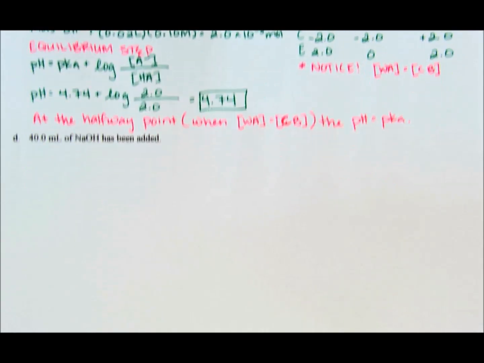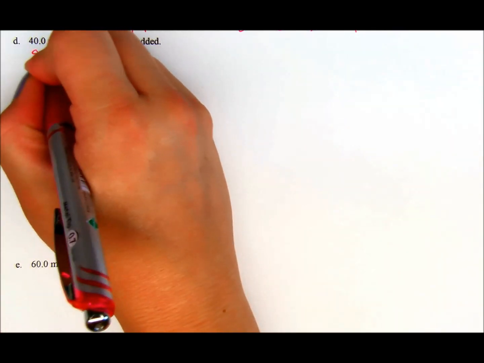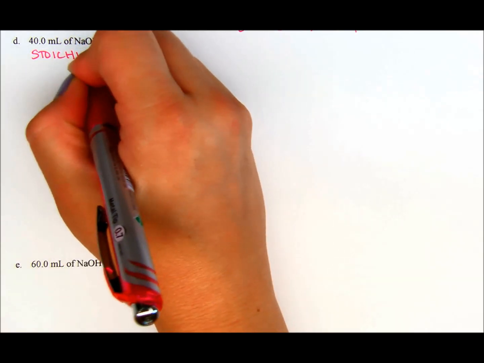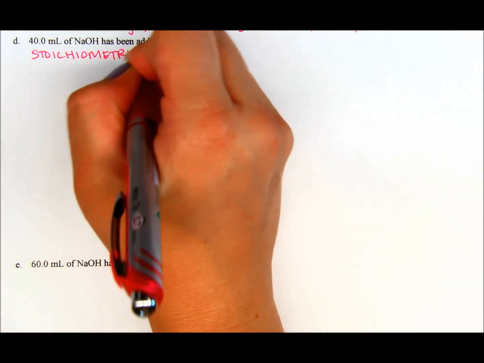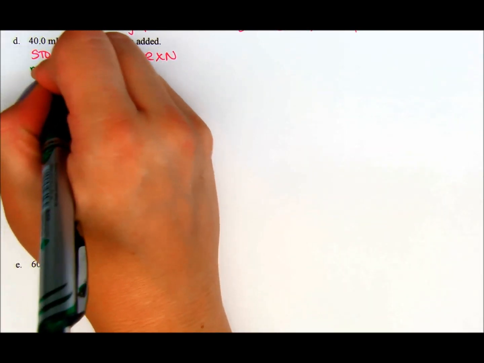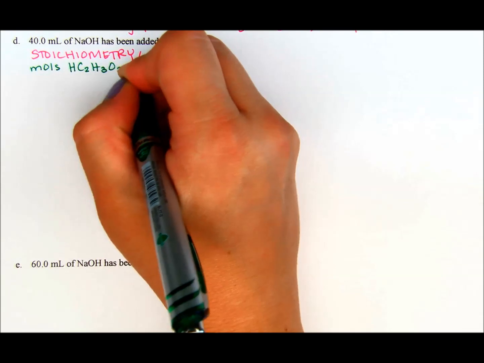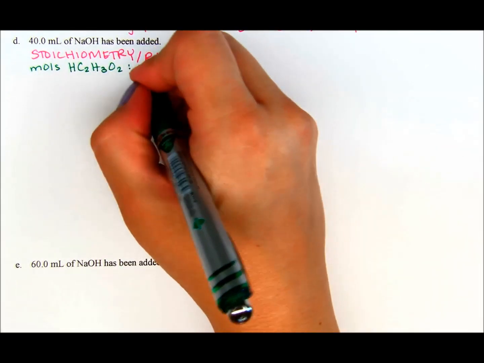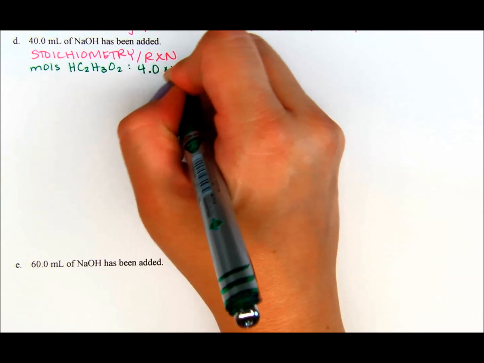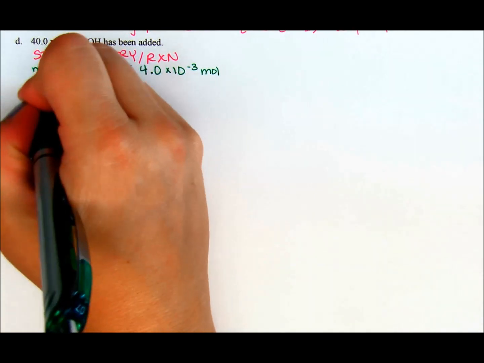All right, let's look at part D. At this point, 40 milliliters of sodium hydroxide has been added. So we're going to do the same thing that we have been doing. So this is our stoichiometry/reaction step. All right, so again, we're going to find moles of both. So moles of acetic acid, HC2H3O2. And we've been finding that, so I'm just going to write it down. We found it in the last 2 problems. So 4.0 times 10 to the negative 3 mole. And then moles of hydroxide here.